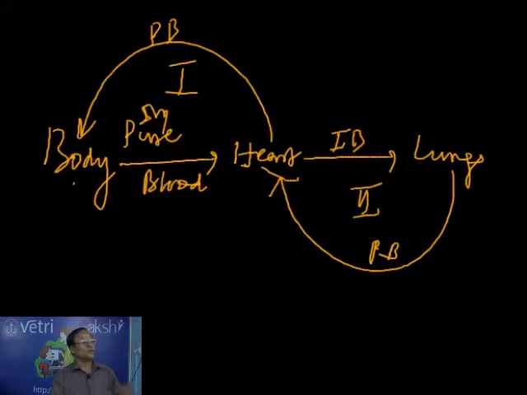But in the case of fishes, only one circulation. Body to heart, heart to gills. From the gills it returns to the body directly, never returning to the heart. So such a circulation is called single circulation, or single circuit circulation.